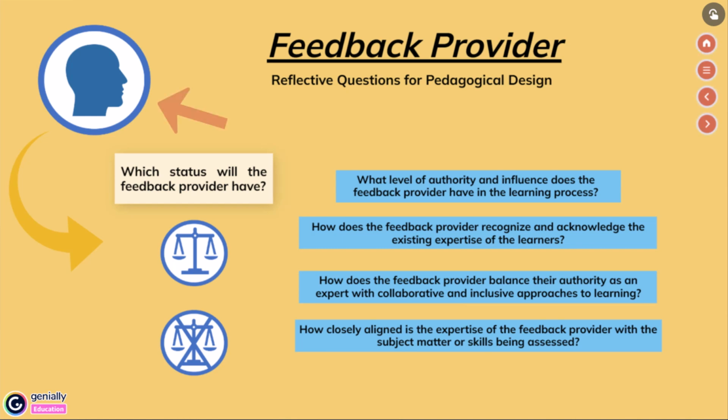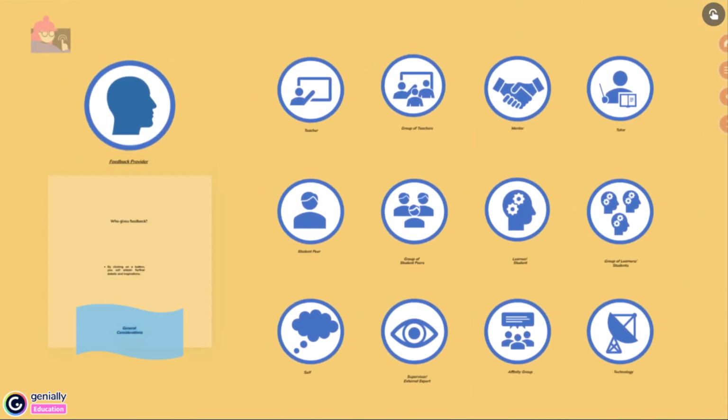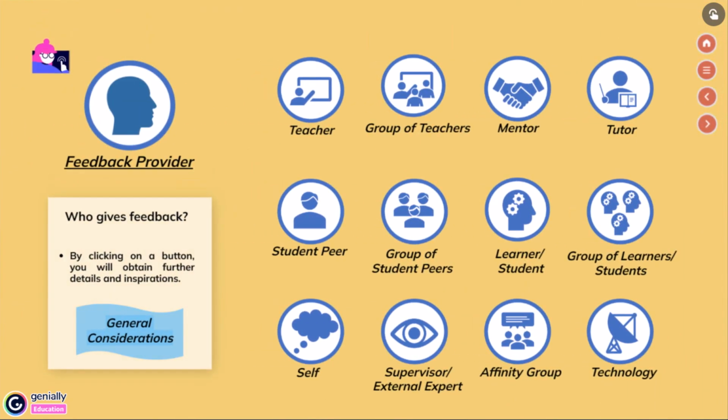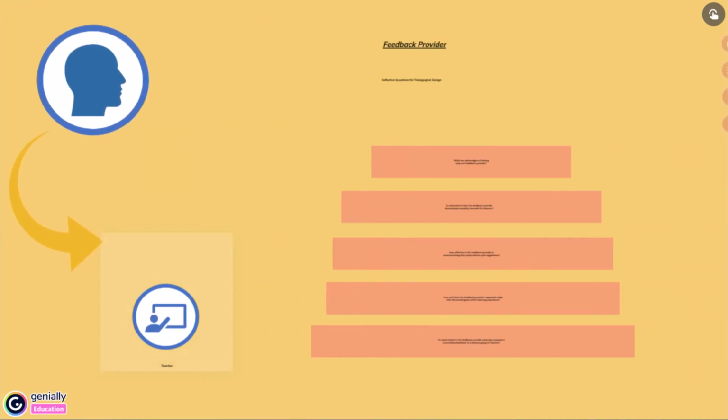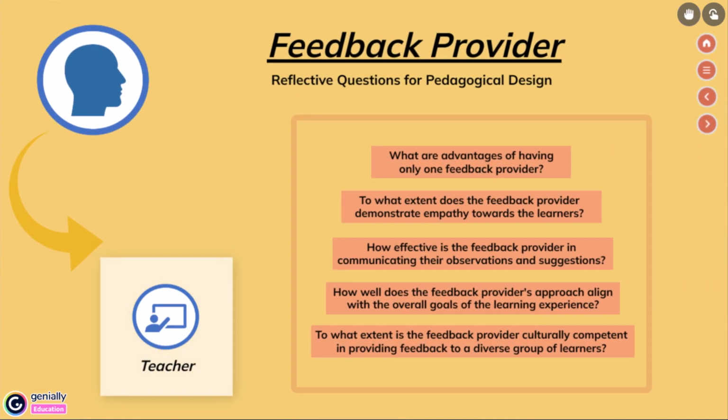If you click on the symbol on the left upper side, you can go back to the main page of this category. On the right side, there are subcategories for each main category. Click on one of them to receive more information. This page includes reflective questions about the teachers as the feedback provider. For example, these questions encourage you to think about the number of persons involved, the interpersonal, social and cultural skills required, and the connection to the overall learning goal.